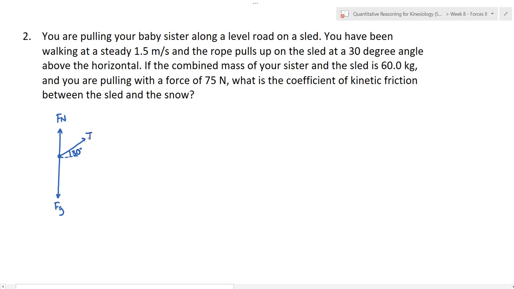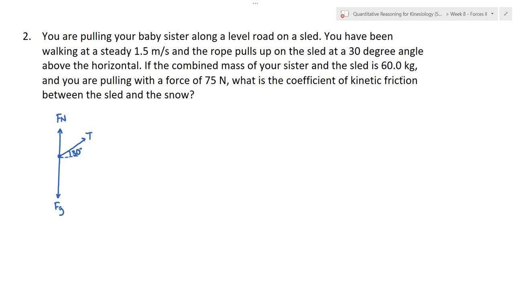Okay, you're also pulling on the rope. You're the one pulling, and you're pulling with a force of 75 newtons. If you wanted to, you could also call that force the applied force, and that would be fine as well. But since it's a rope, I'm going to call it tension. And then the question mentions the coefficient of friction. It's asking you what is the coefficient of kinetic friction between the sled and the snow. So because it's asking you for friction, you know that there is friction in the problem. So now you just need to think about which way is the force of friction pointing.